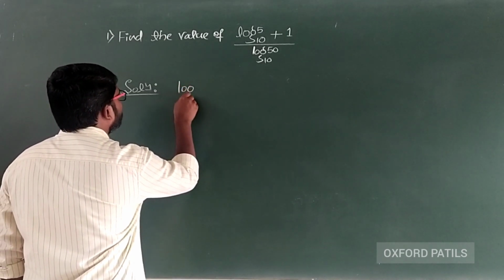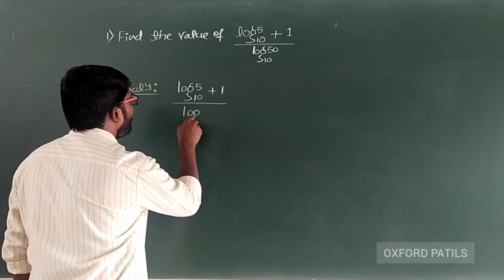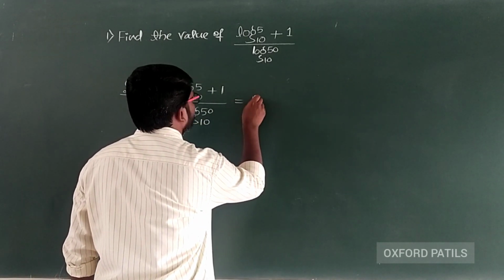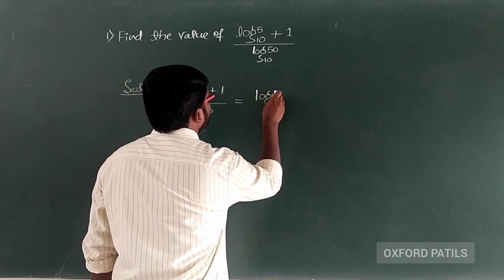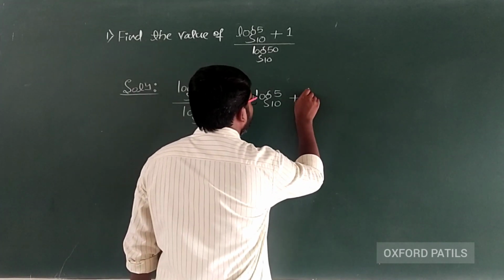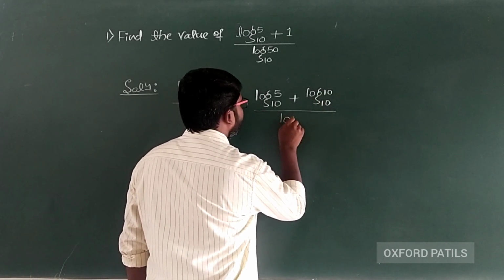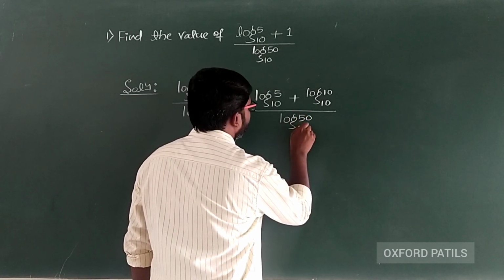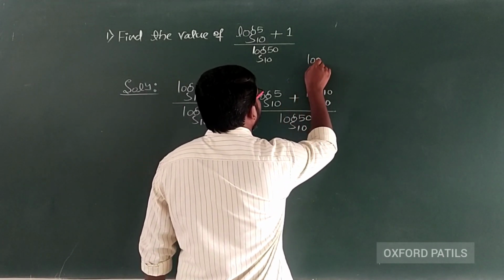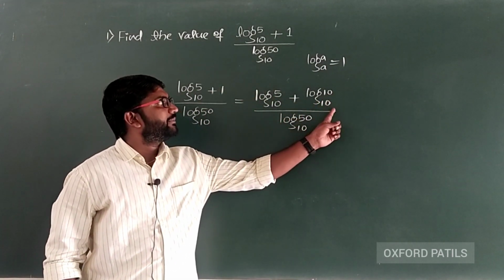So I will be writing log 5 to the base 10 plus 1 divided by log 50 to the base 10. Now this is equal to log 5 to the base 10 plus, here 1 can be written as log 10 to the base 10, divided by log 50 to the base 10. In the last class I gave the property: log a to the base a is 1. So here I am replacing 1 by log 10 to the base 10.